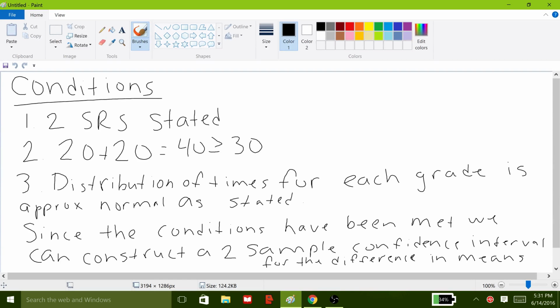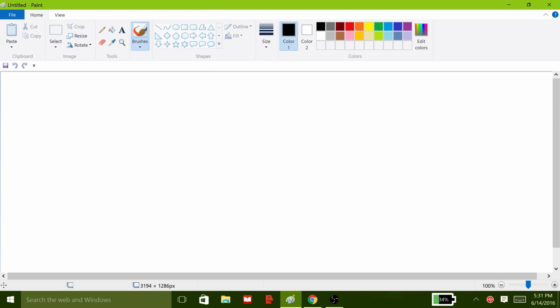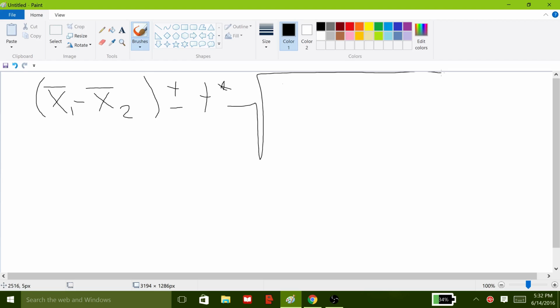Since these conditions have been met, we can construct a two-sample confidence interval for the difference in means. You must have the statement written down. We're going to be constructing a 95% confidence interval. The formula for this interval is x bar 1 minus x bar 2 plus or minus the t-statistic times the square root of the standard deviation of the first sample squared over n1 plus the standard deviation of the second sample squared over n2.